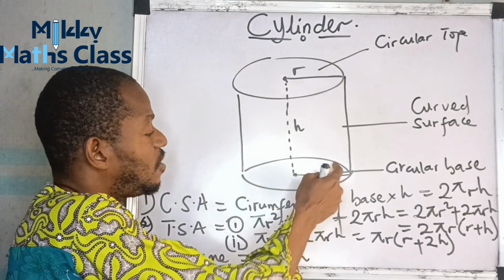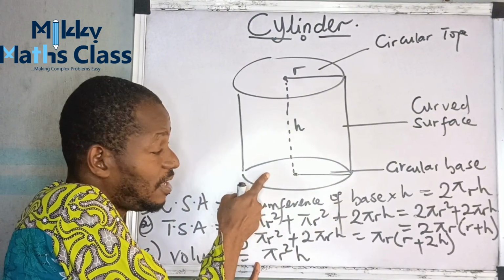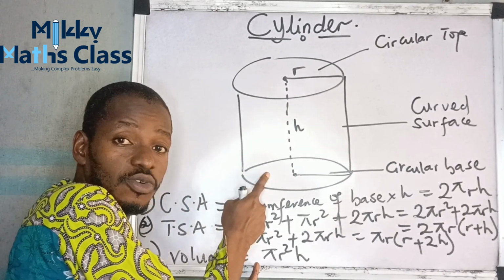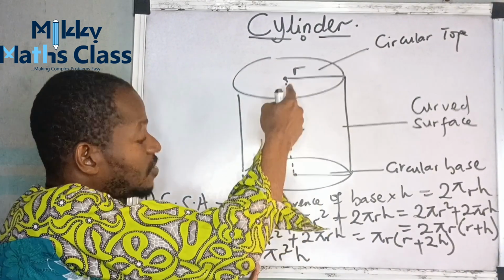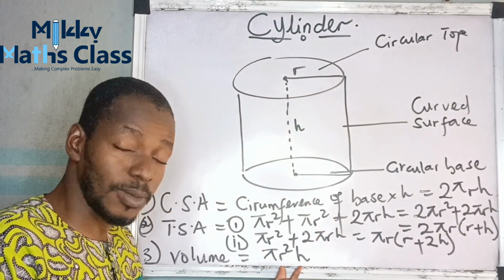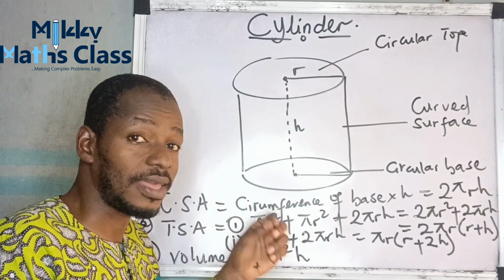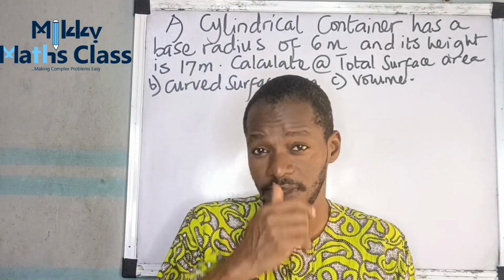So this is the base area. And the area of the base, the base is a circle, is pi r square times the height. So this is how the formula was gotten, pi r square h. All right, let's look at this example.